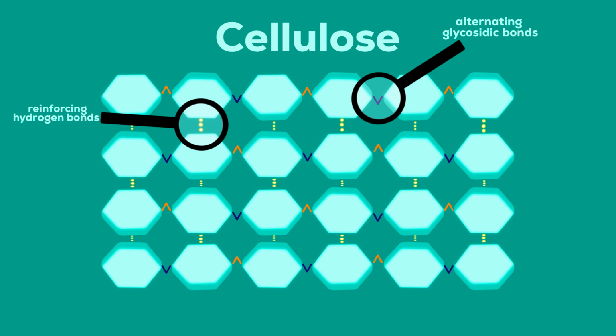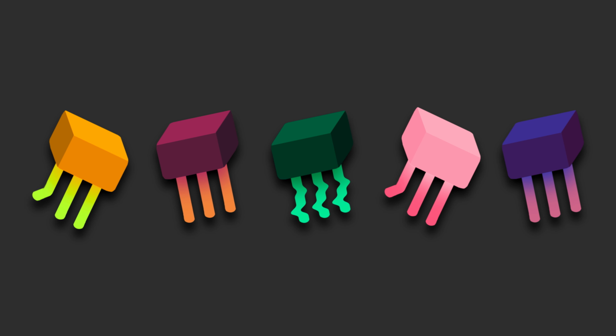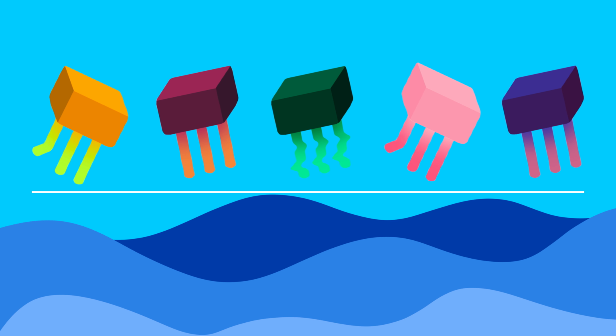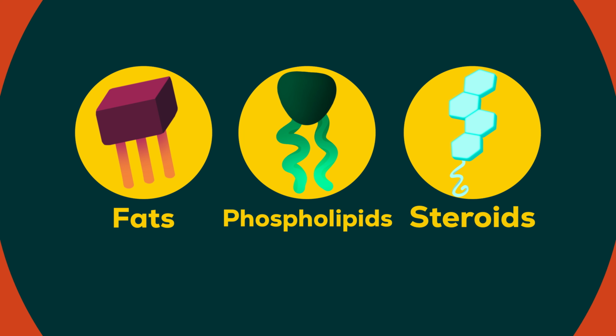Moving on from carbs, I'm now going to talk about lipids. Lipids are a diverse group of molecules that all share one common trait: they don't mix well with water. Hence, they are called hydrophobic. There are 3 categories that we're going to focus on: fats, phospholipids, and steroids.